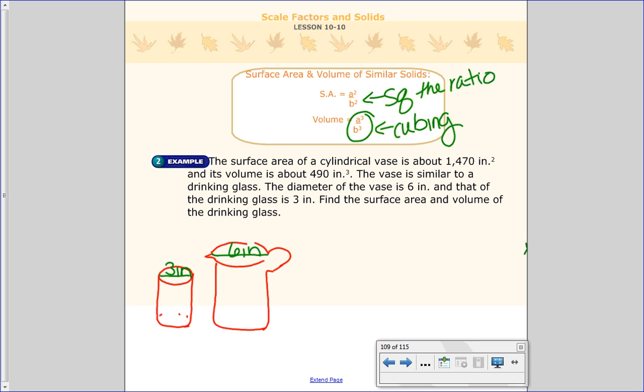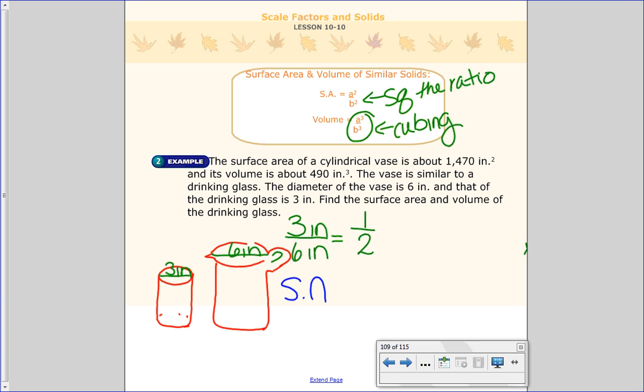This is where we get our ratio, all right? Because we compare length to length, just like we were doing on the other ones. So the diameter of the glass is 3 inches. The diameter of the vase is 6 inches, and that simplifies to 1/2. So the ratio here from the glass to the vase is 1/2. So now we're going to go ahead and find the surface area using this.